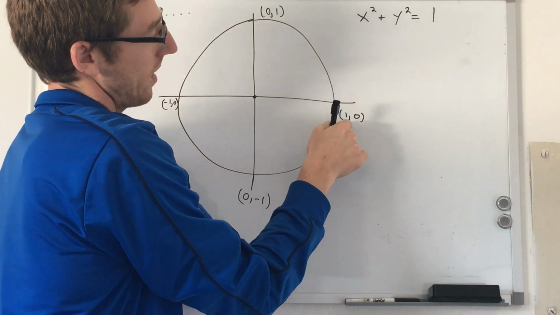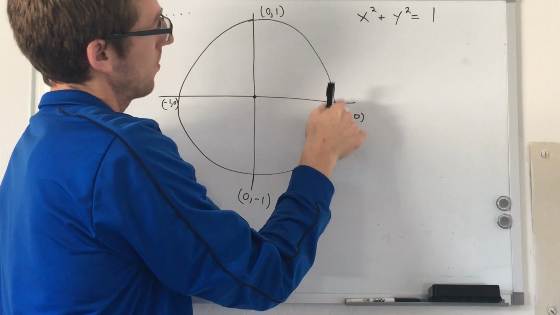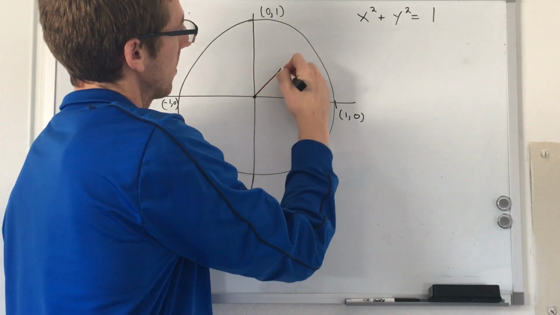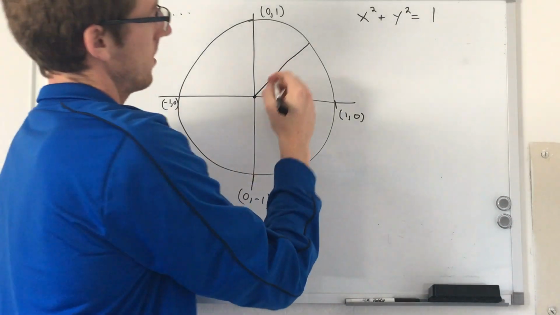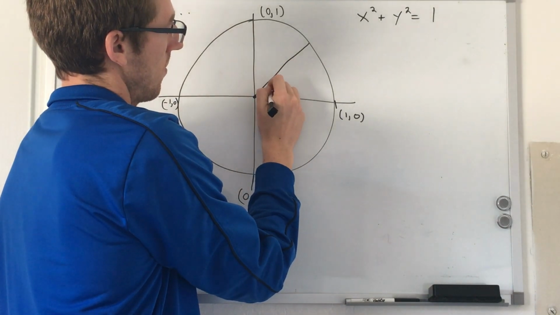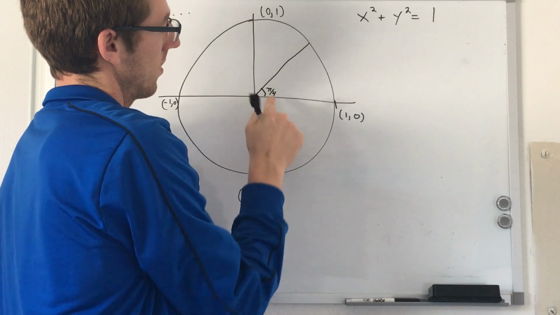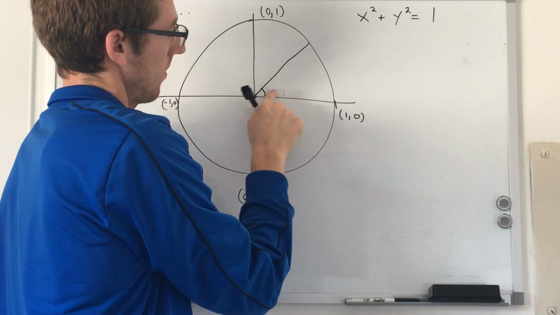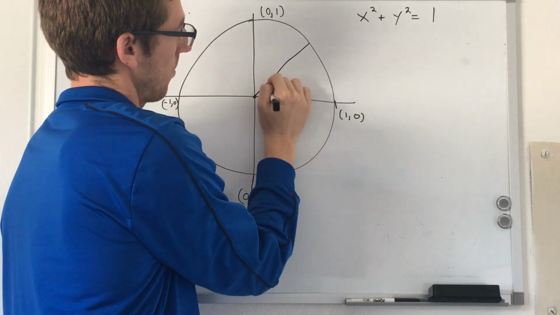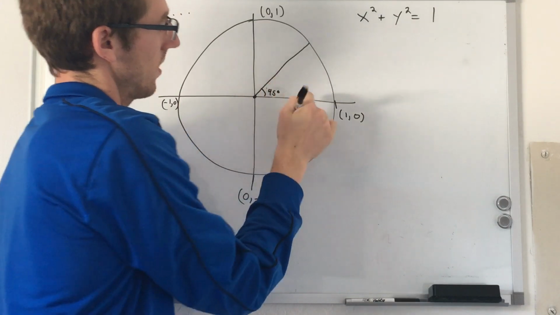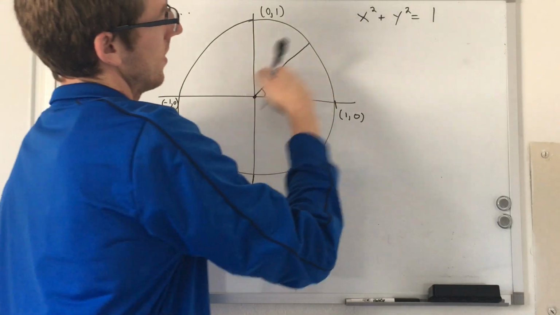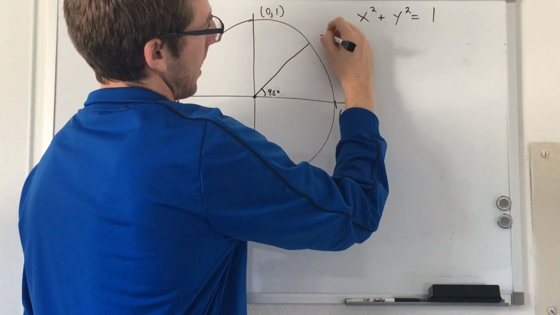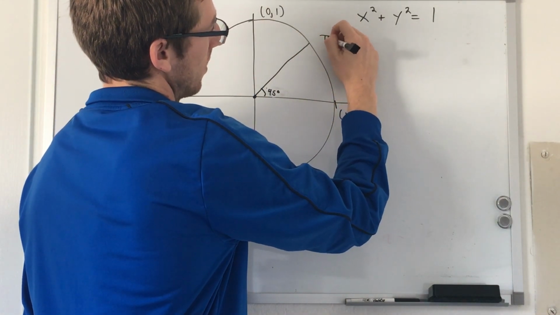So the distance around this unit circle, we use pi to measure it. So if you're halfway in between this point here and this point here, we call this distance pi over 4. So this is 45 degrees, right? Halfway. So this quadrant here is 90. So if it's 45 degrees, we're at pi over 4.